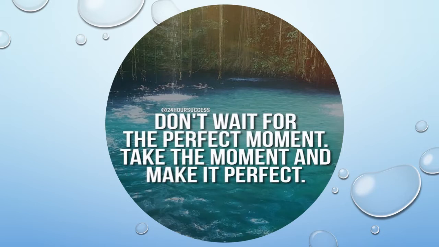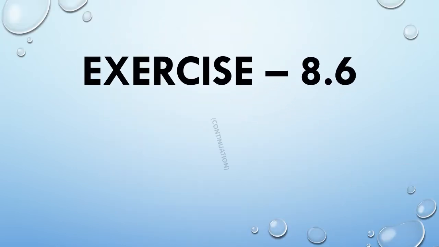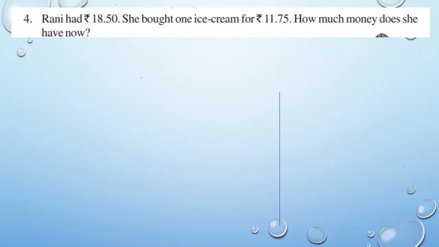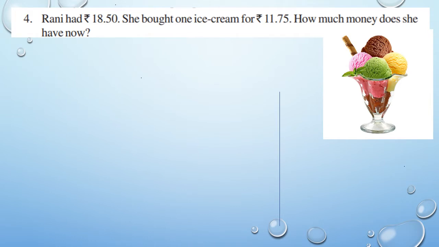Now, yesterday, in the previous class, we have learned till exercise 8.6 till the third sum. Let's continue exercise 8.6 in today's class. So after the third problem, write the question number 4. Rani had 18 rupees 50 paise. She bought an ice cream for 11 rupees 75 paise. How much money does she have now?